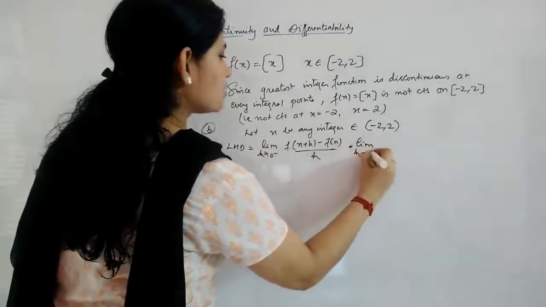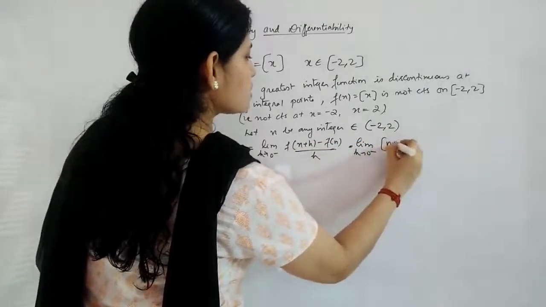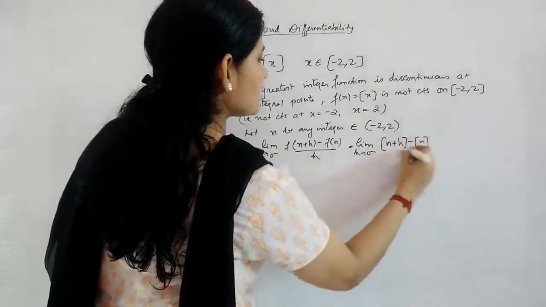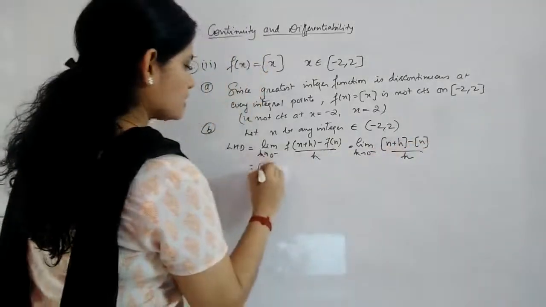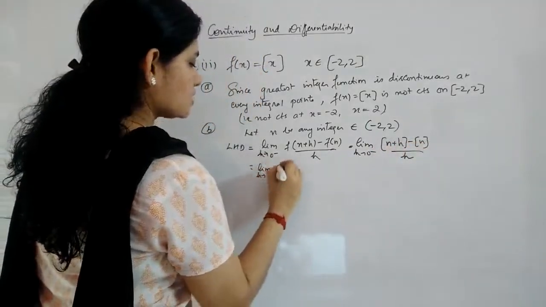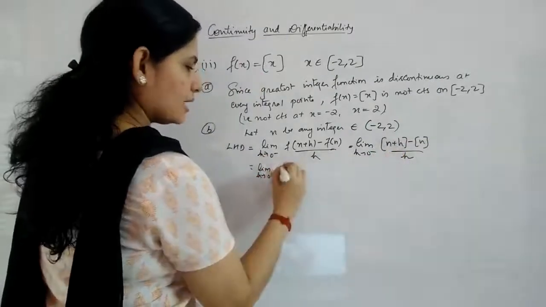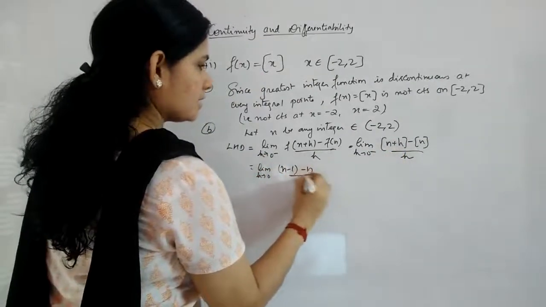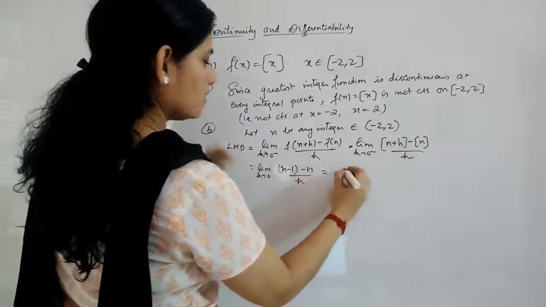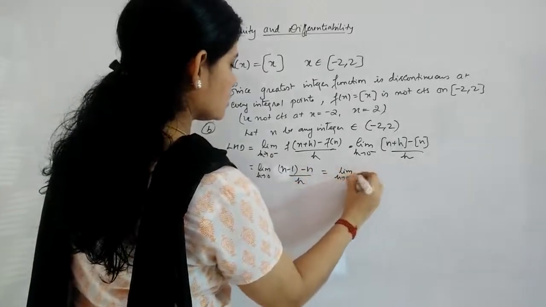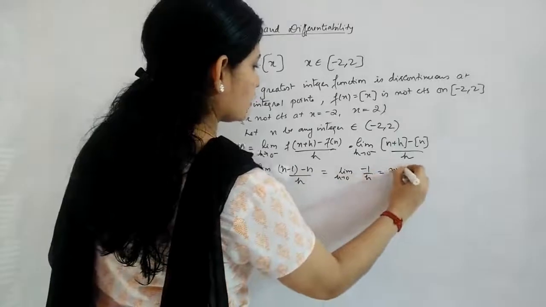Limit h tends to 0 minus, here you have greatest integer of n plus h minus greatest integer of n divided by h, which is limit h tends to 0. The value will be n minus 1 minus n divided by h. So this will be giving you limit h tends to 0 minus 1 by h, which is not defined.